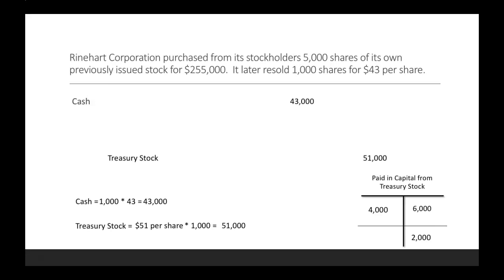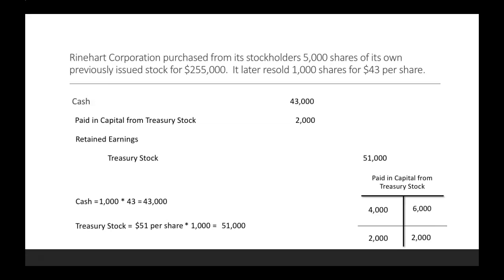So, our debits and credits don't equal again. In a perfect world, we would just debit paid in capital from treasury stock $8,000, right? And that would make our debits and credits equal. But we only have $2,000 in that account. So, we can only debit paid in capital from treasury stock $2,000. And that's it. And then it doesn't have anything left in that account.